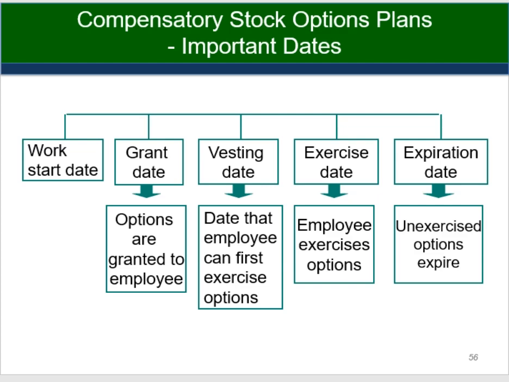The vesting date is when the employee actually has the right to exercise the options. So often you have to stay for a certain period of time. It may even be till retirement, but the vesting date is established. That's the date that you can first exercise the option. The exercise date is when you actually exercise the option, and the expiration date is when they expire unexercised. So if the price is too high, higher than the market price, for example, they wouldn't exercise it. It's essentially a call option.